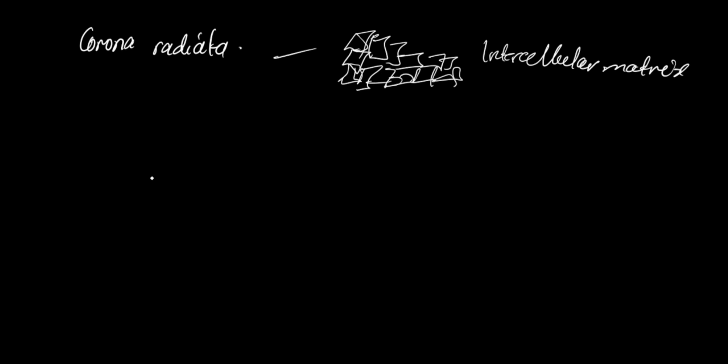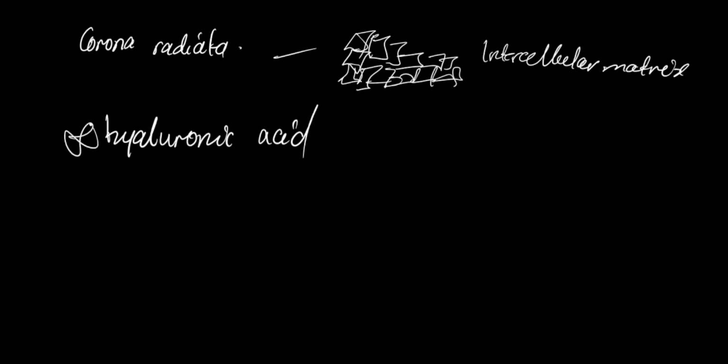Now the corona radiata is made of multiple layers of follicular cells. We have all of these follicular cells surrounding, just multiple layers of these cells. And in between these cells we have an intercellular matrix. Alongside other substances, the intercellular matrix of this follicular cell is made of hyaluronic acid.